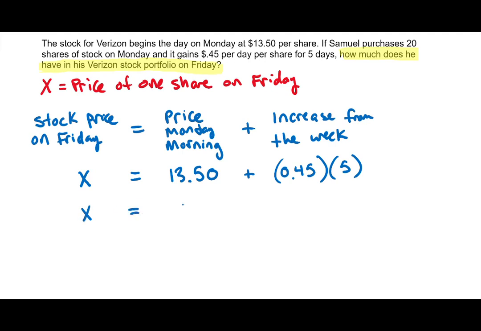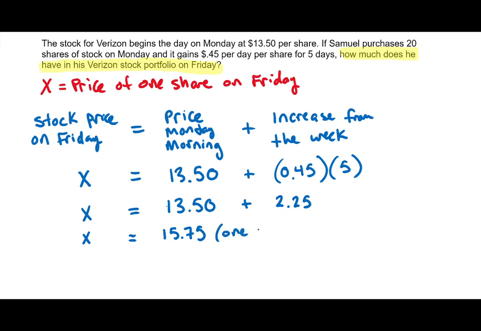Okay, so we could use a calculator for this. Feel free to pause and take out a calculator and work through this problem, but we'll say $13.50 plus 45 cents times 5. That'll give us $2.25. So X should be equal to, we'll take the $13.50 plus the $2.25. That'll give us $15.75. All right, so that's the value or the price of one share.